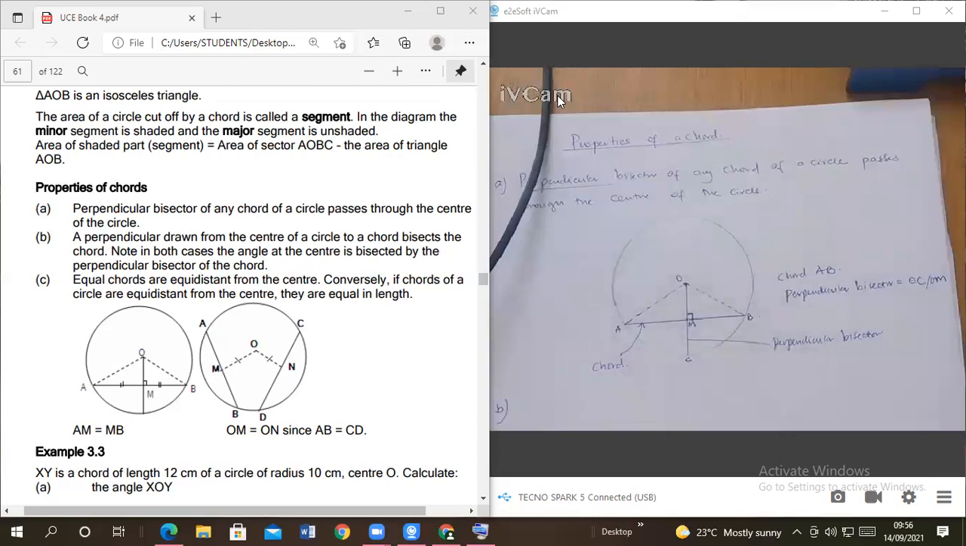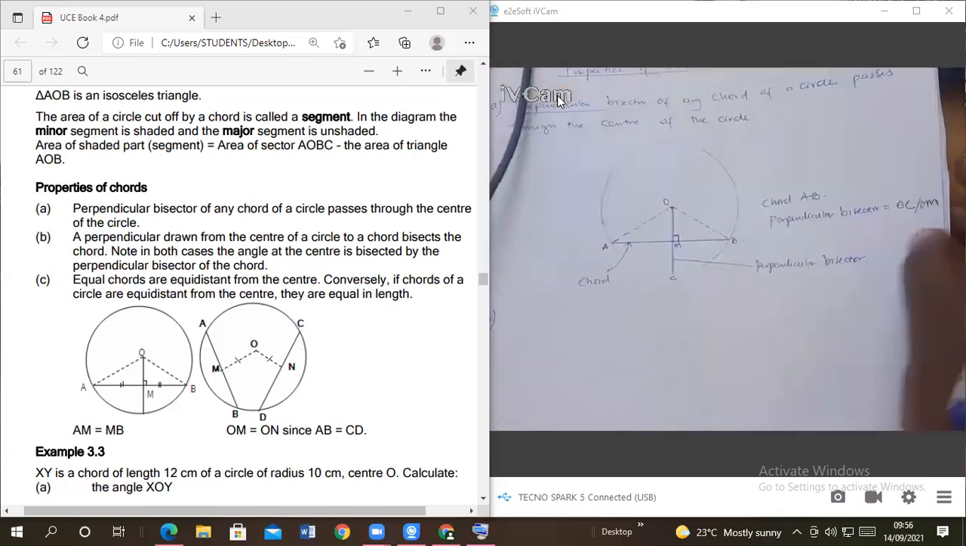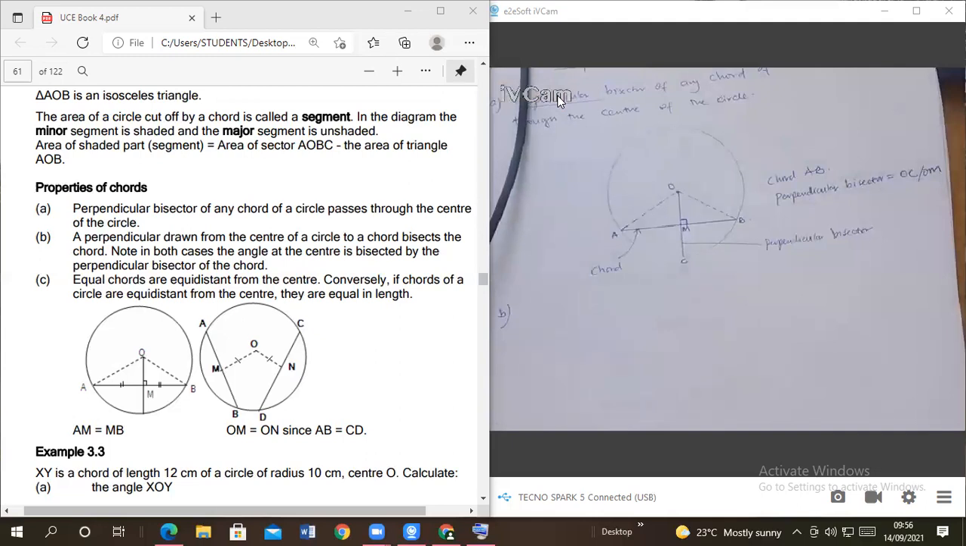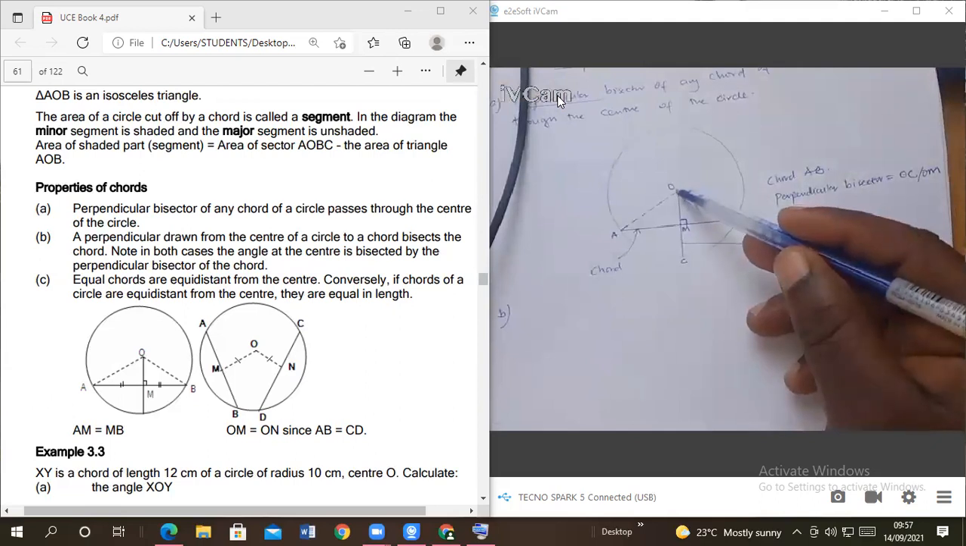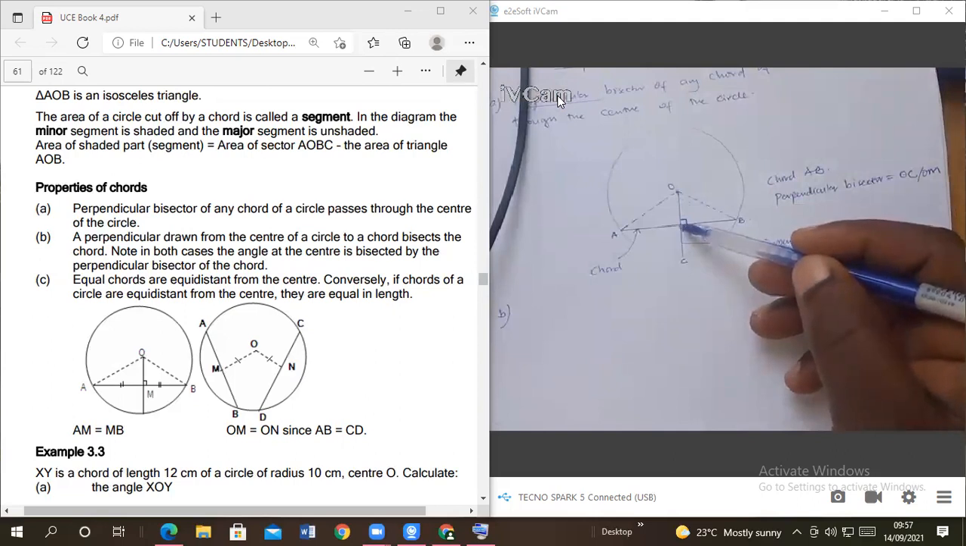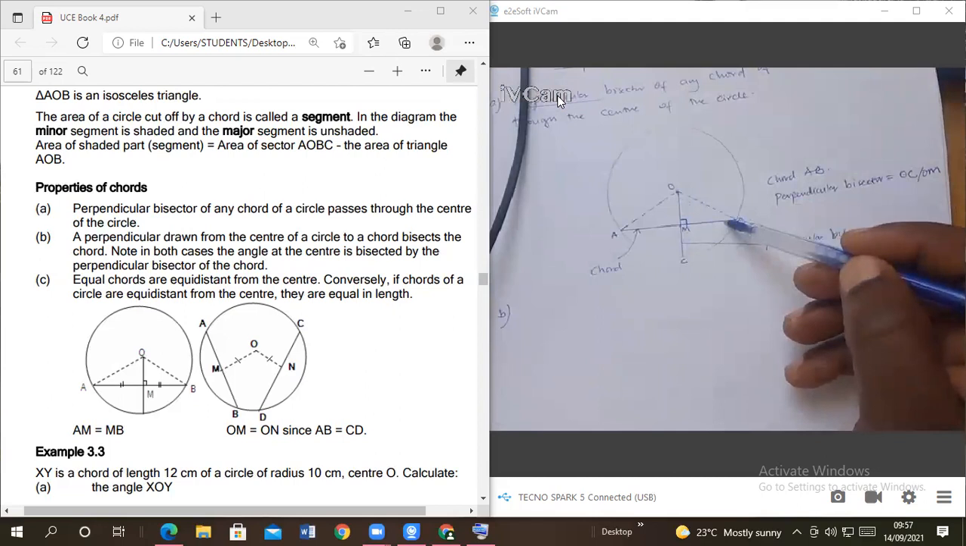Now, let us go to part B. They are saying that a perpendicular drawn from the center of the circle to the chord bisects the chord. Good. Note, in both cases, the angle at the center is bisected by the perpendicular bisector of the chord. So what are they meaning there? I can repeat that one for you. They're saying that a perpendicular drawn from the center of a circle to the chord bisects the chord. Bisects this chord. Full stop.